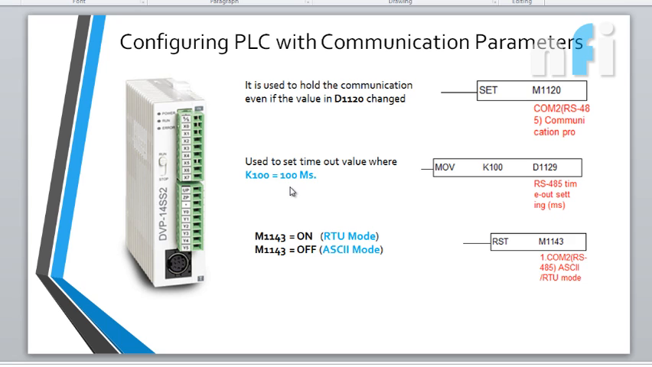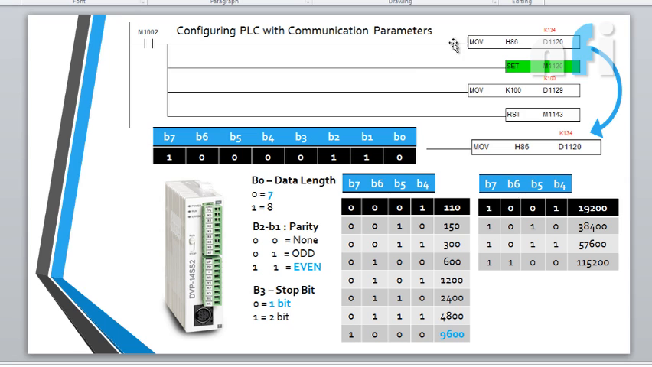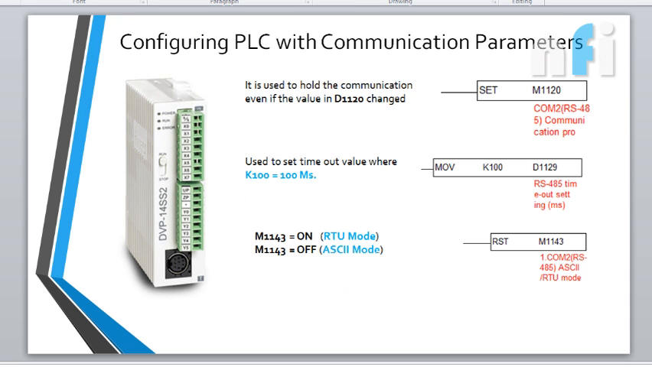Okay. Now comes memory bit 1143, which is again a default bit, which says that if it is on, then your mode is RTU. If it is off, it's ASCII. So our requirement is ASCII mode, so we have to reset that. So this length of program has been defined. We have understood each and everything. Okay. Now let's move beyond.